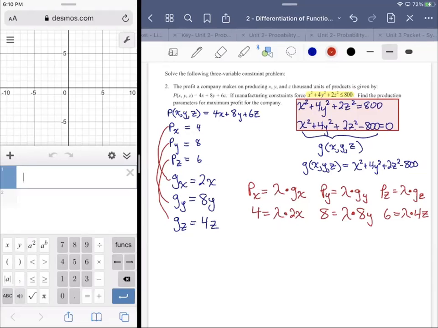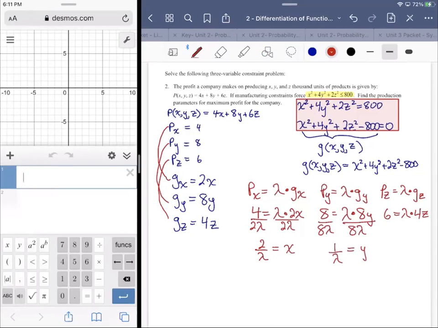So divide both sides by 2 lambda here. Oh, that's good. That's the line draw tool. So 2 lambda. So we're looking at x equals 2 over lambda. This one's easier, dividing by 8 lambda. So y is going to be equal to 1 over lambda.